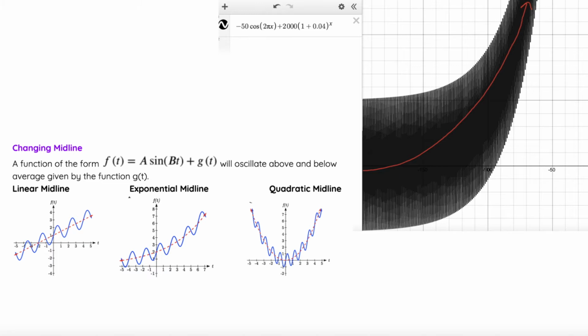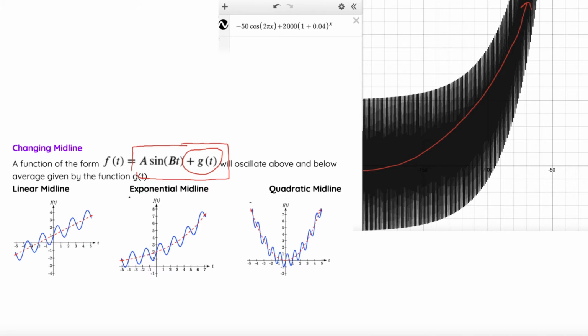Notice that we could have our amplitude times sine of b times t, plus a function off to the right-hand side when we're looking at the oscillation. And this is the same thing for cosine as well. It doesn't need to be sine, it could be cosine. Notice that we have a linear midline, so it's going up to the right, or it could go down to the right as well.